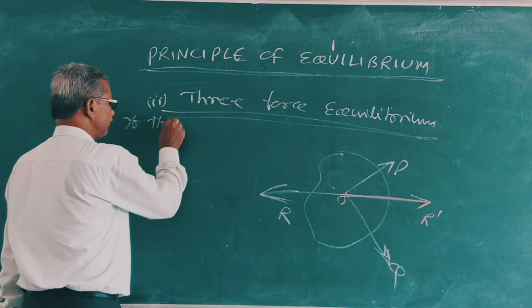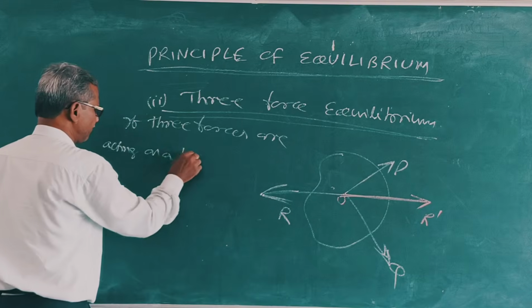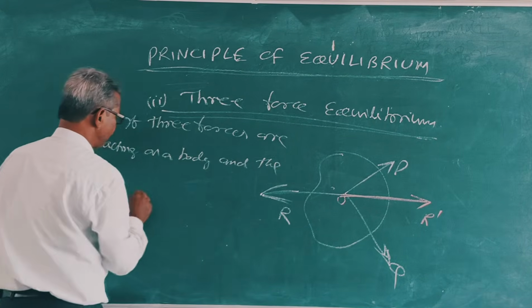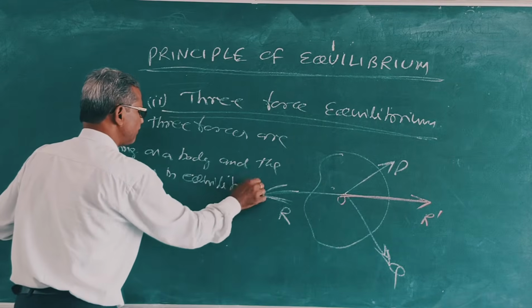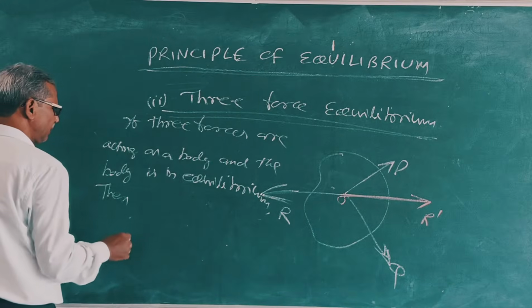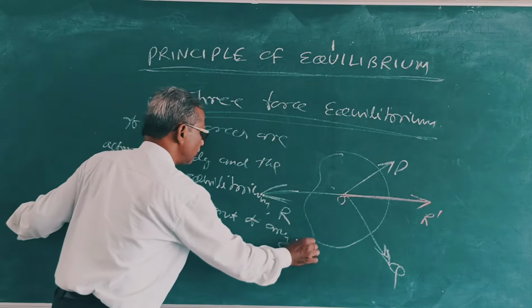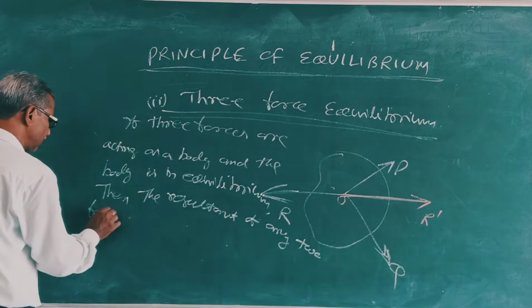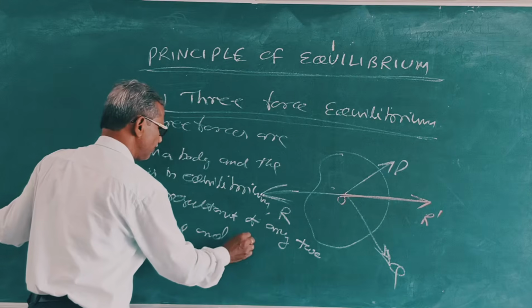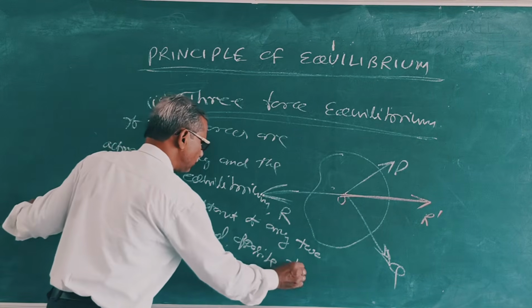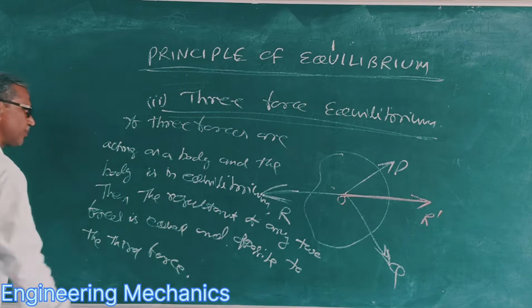If three forces are acting on a body and the body is in equilibrium, then the resultant of any two forces is equal and opposite to the third force. Clear?